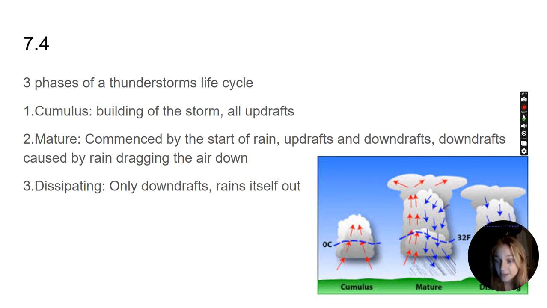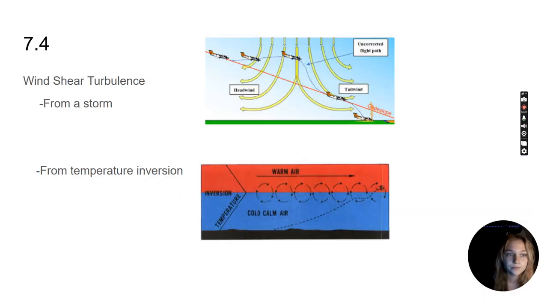So there will be updrafts and there will be downdrafts. And the downdrafts are caused by the rain dragging all the air down with it. And then dissipating would only be downdrafts, and it kind of rains itself out, so it kind of just squishes itself down like that, using the rain.